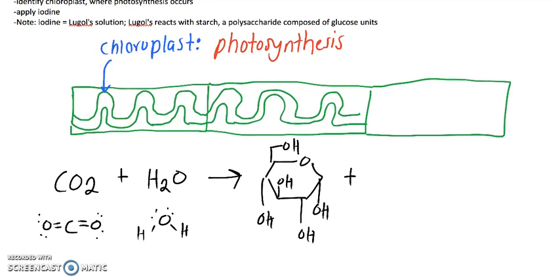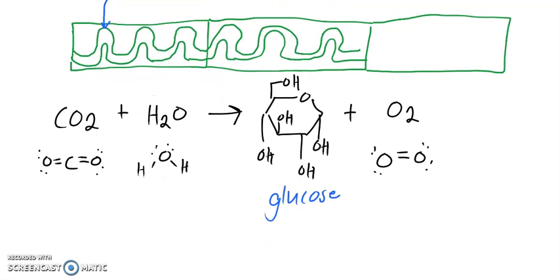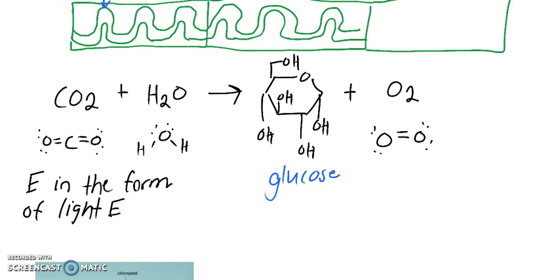And it also forms oxygen, O2. And O2 looks like this. So photosynthesis creates glucose and oxygen. I forgot to mention on the left side, we also need energy input. So one of the reactants here would be energy in the form of light energy, which we call photons.